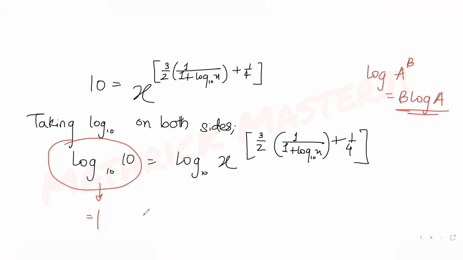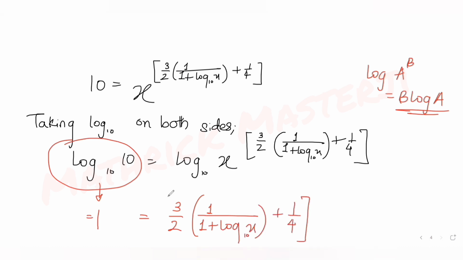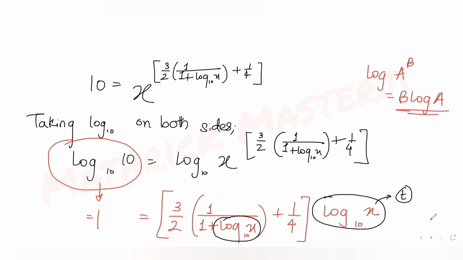So with that, I get this 1 is equal to 3 by 2, 1 over 1 plus log x to the base 10, plus 1 by 4, and you get this as log x to the base 10. So you get this entire expression now. Now what I can do here is I understand that log x to the base 10 is present here as well as here. So to simplify that idea, we'll substitute log x to the base 10 as t. So let's put log x to the base 10 as t.